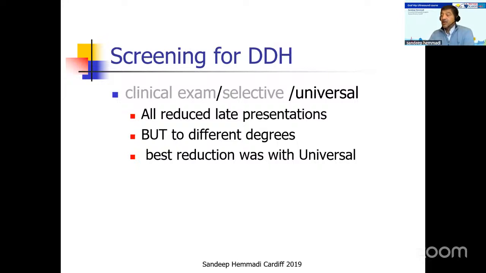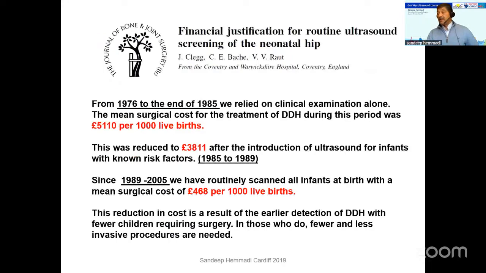Universal screening, we'll talk a little bit about that. There was a small pilot project for universal screening done in the UK by John Clegg. He started with selective screening in this group, and then switched to universal screening. He not only showed that the late presenting DDH rate was almost zero, but even financially, for the city he was working in, Coventry, it was worth it. But politically, after he retired, they did not continue it, nor was it extended to any other part of the UK, which was a shame.